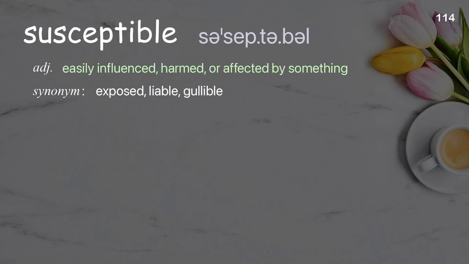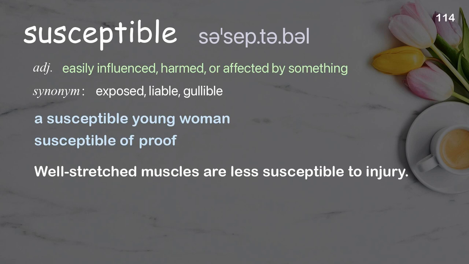Susceptible: easily influenced, harmed, or affected by something. Examples: a susceptible young woman, susceptible of proof. Well-stretched muscles are less susceptible to injury.